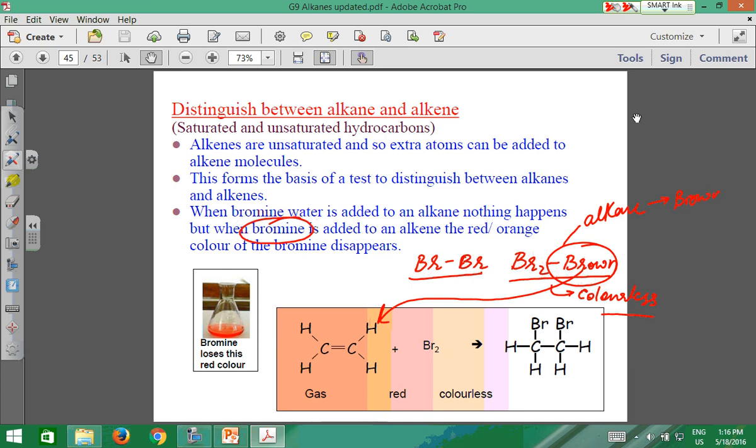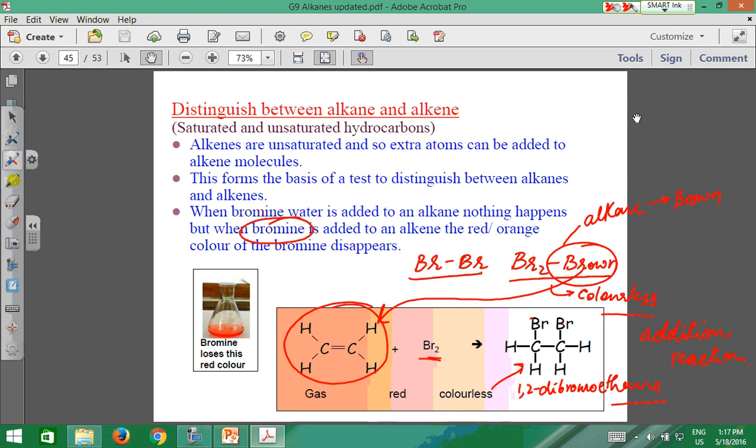Let me repeat. Bromine water, if you add alkene, it becomes 1,2-dibromoethane and it is colorless. This is 1,2-dibromoethane because the double bond is gone, and this reaction is called addition reaction. Okay. So 1,2-dibromoethane will form and it is colorless.